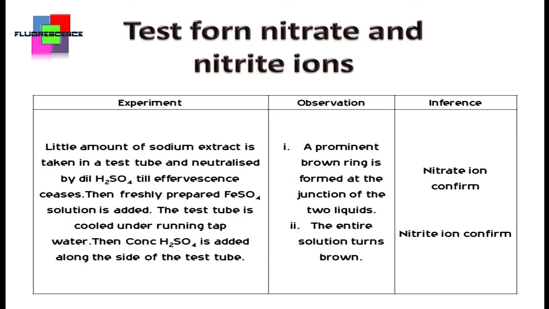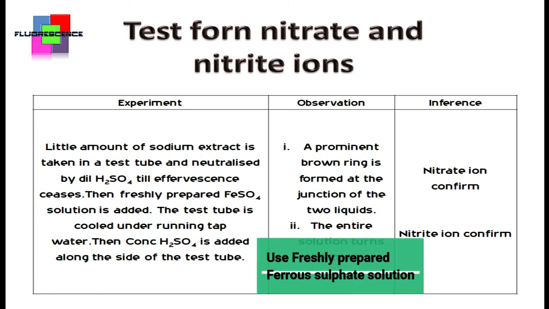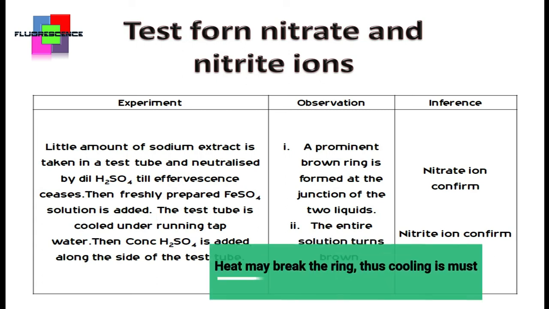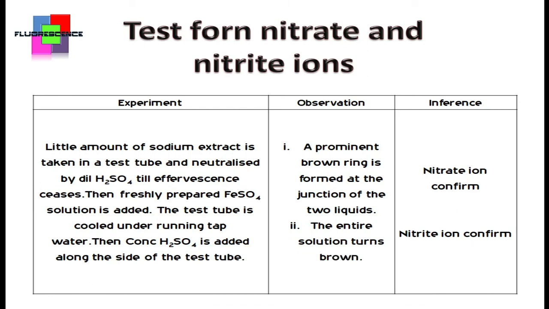Moving to the test for nitrate and nitrite ion. First of all, this is actually the ring test. First of all, you will take a small amount of sodium carbonate extract. You will neutralize this with H2SO4 till all the effervescence ceases. Then you will carefully add freshly prepared ferrous sulfate solution. You will cool it under running tap water, and then you will add concentrated H2SO4 along the side of the test tube. Please don't add it dropwise, it may break the ring. If nitrate ion is present, you will get a prominent ring at the junction of the two liquids. If nitrite ion is present, the entire solution will turn brown.